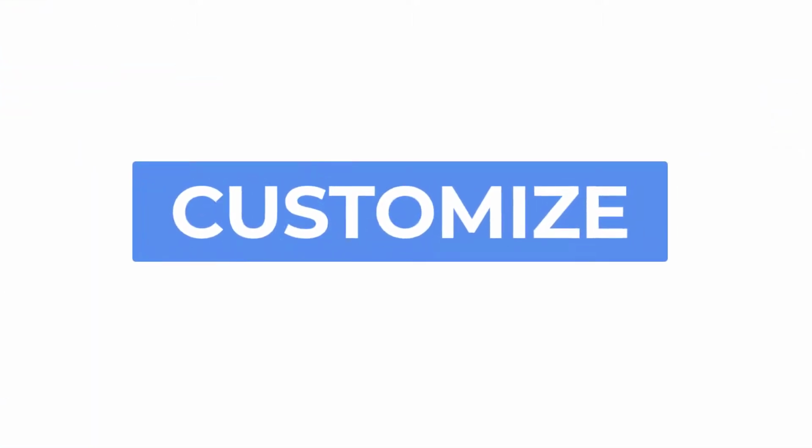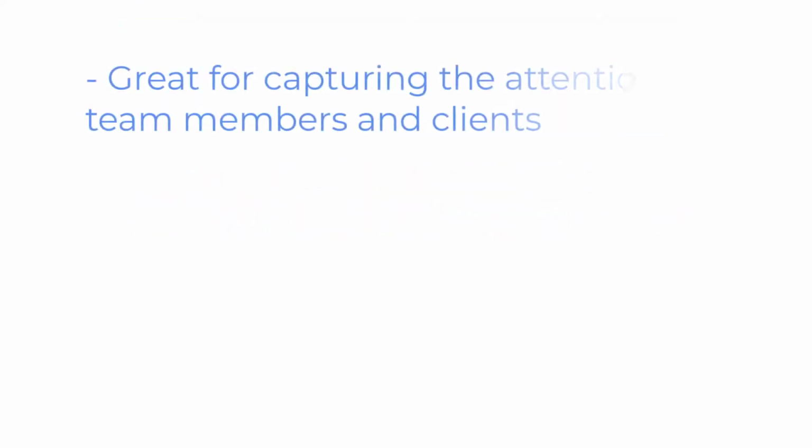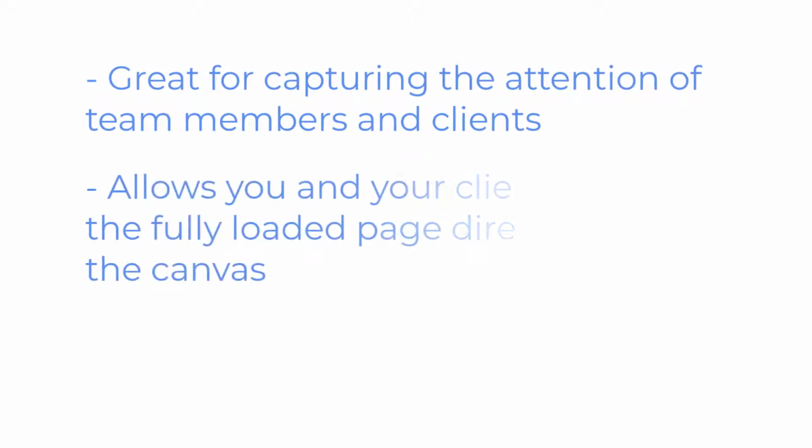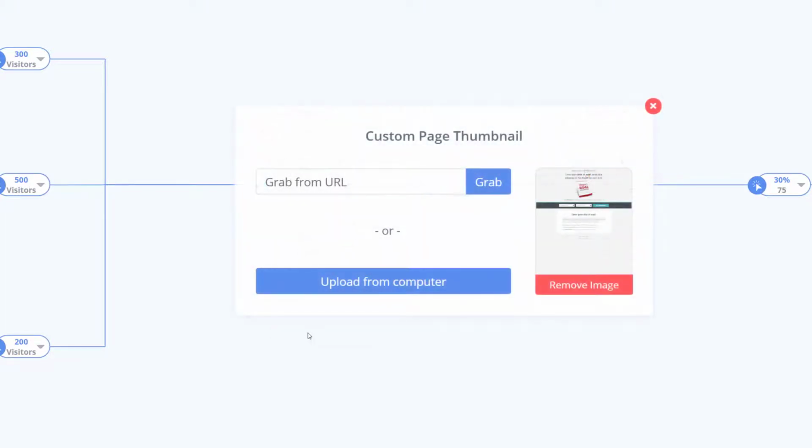To customize your canvas even further, you can upload custom thumbnails to your page elements on the canvas. This is great for capturing the attention of your clients. When they're able to see their site on your presentation, it brings a level of personalization that stands out from the noise. To import your custom thumbnail, click right on the page you desire to update and select Custom Thumbnail from the right-click menu. This will bring up the Custom Page Thumbnail modal. You can either enter the URL of the page you desire to import and click the Grab button, or you can upload your own page thumbnail from your local files.